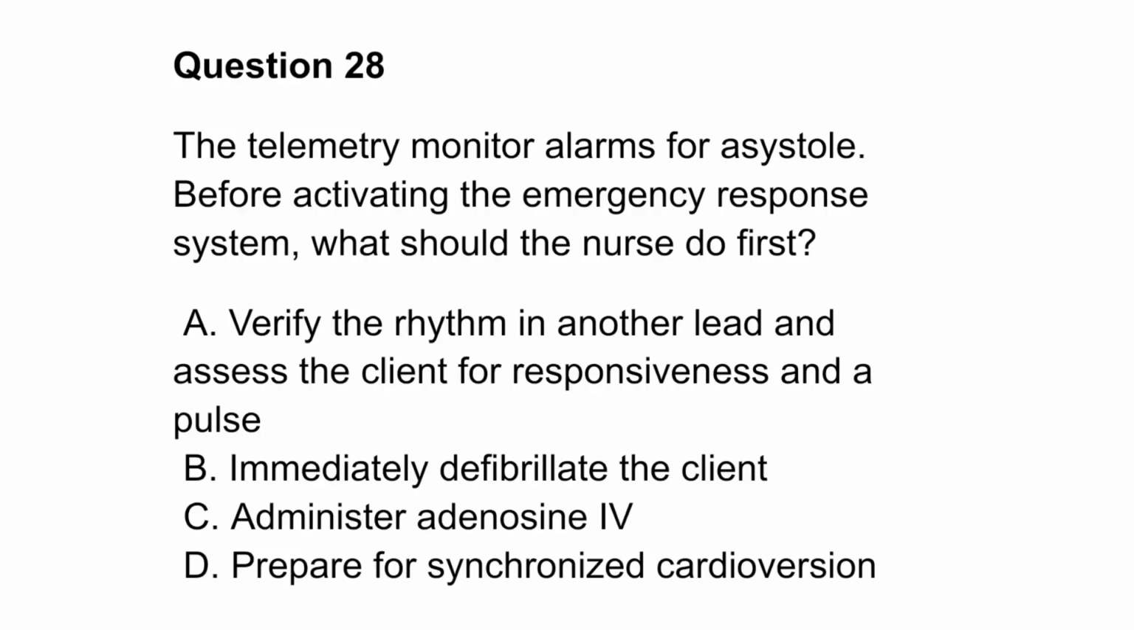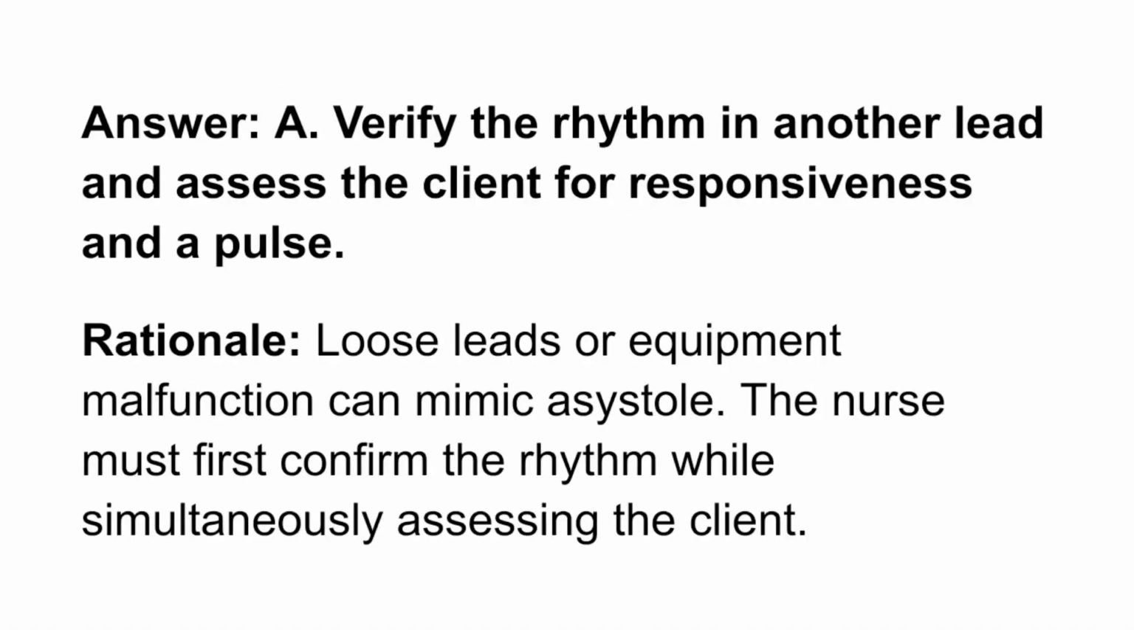Question 28. The telemetry monitor alarms for asystole. Before activating the emergency response system, what should the nurse do first? A. Verify the rhythm in another lead and assess the client for responsiveness and a pulse. B. Immediately defibrillate the client. C. Administer adenosine. D. Prepare for synchronized cardioversion. Answer: A. Verify the rhythm in another lead and assess the client for responsiveness and a pulse.